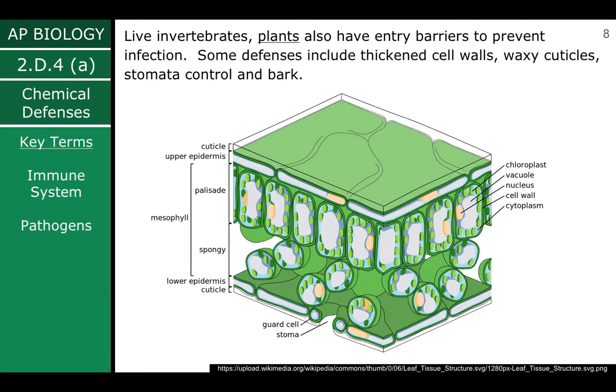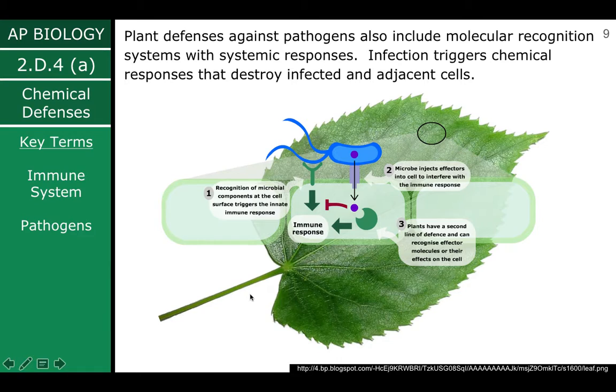Like invertebrates, plants also have entry barriers to prevent infection. Some defenses include thickened cell walls, waxy cuticles, stomata control, and bark, of course. Plant defenses against pathogens also include molecular recognition systems with systemic responses. Infections trigger chemical responses that destroy infected and adjacent cells.